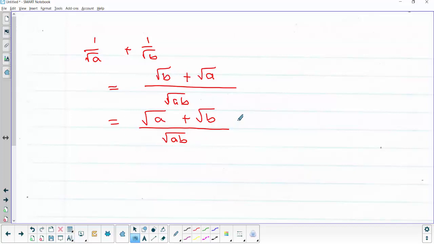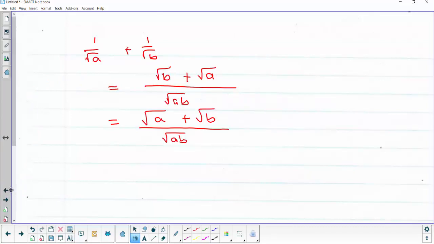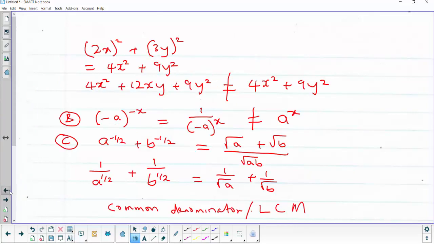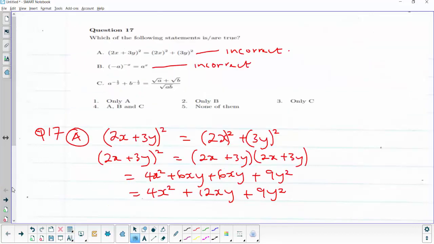When we check this very well against our question, we can see it is the same thing as the answer given. Let us go back to the question. We can see this is a correct statement. Now we can determine our answer. What is our answer? We only have option C as the only correct statement. So only C is the answer for question 17.